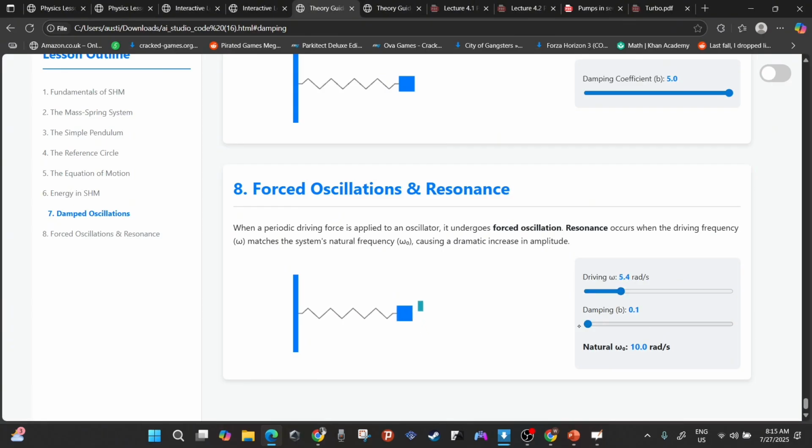Right. And then, even in these forced oscillations, you still have damping, so if we take it back to our driving force at 10, the same as our natural, and then increase the damping to the maximum, there's a very dramatic decrease in amplitude. It's not the same as before.